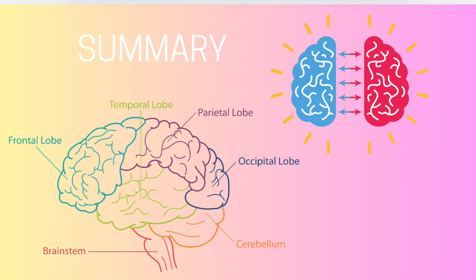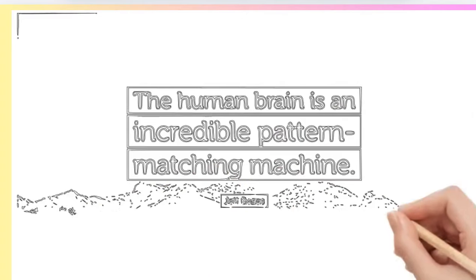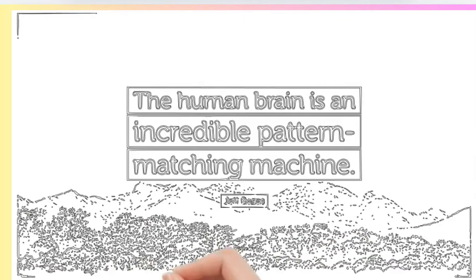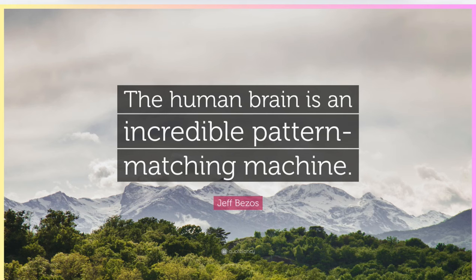Summary: we have the left and right side of our brain. We have 4 main lobes: frontal lobe, parietal lobe, temporal, and occipital. Also, remember your brain is the powerhouse that makes you you. As former Amazon CEO Jeff Bezos once said, the human brain is an incredible pattern-making machine. He is not wrong. Even the slightest electrical spark in our brain could be a thought, a memory, or an idea. Just don't let it go.